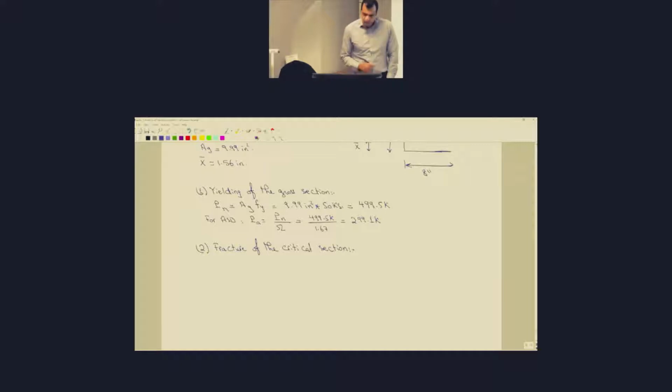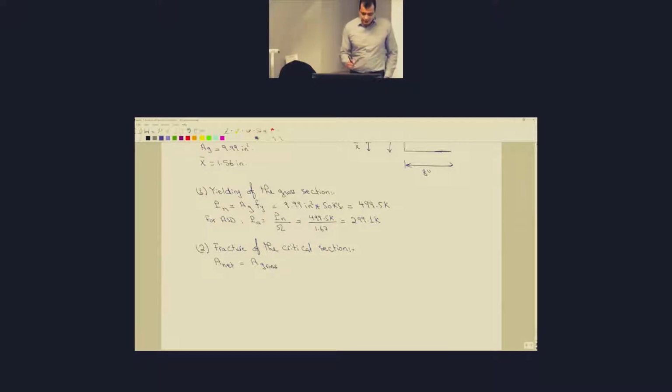So when calculating the fracture of the critical section, you need the net area, okay? So how much is the net area? The net area is the area gross minus the holes, right? How many holes do you have here? 0. No holes, so the area net is equal to the area gross.